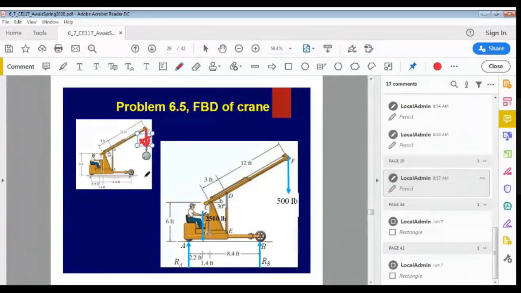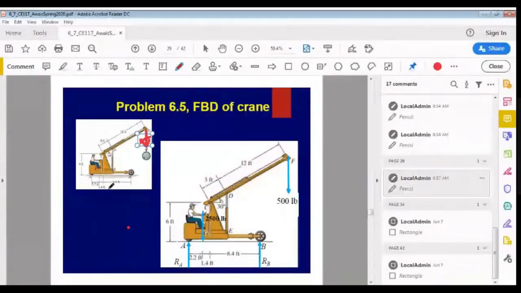Okay, and it is acting downwards of magnitude 500 pounds. So these are all the reaction forces. Then I have to show the applied forces. So the only applied force in this case is the total weight of the crane, including the weight of the person, which is 2500 pounds, and it is acting through the center of gravity.